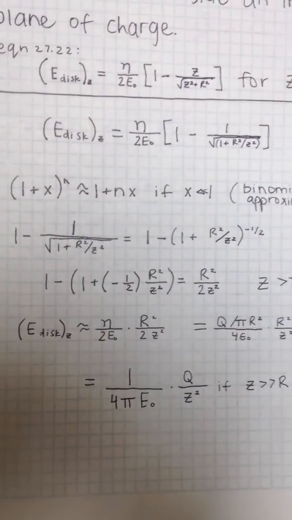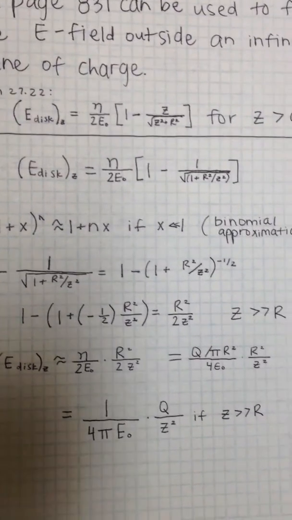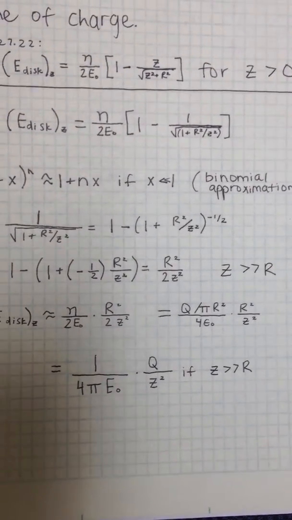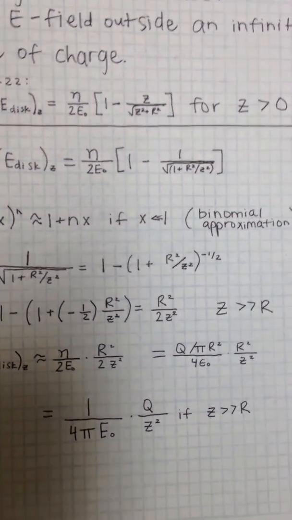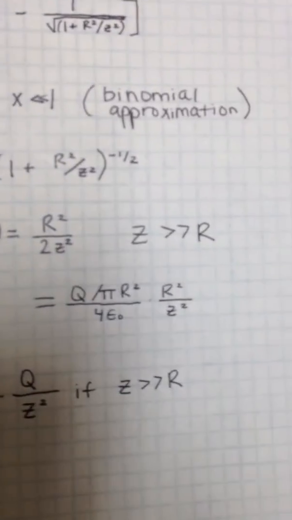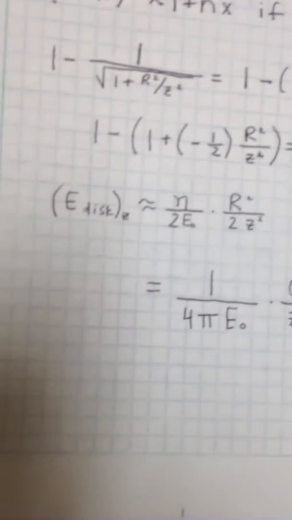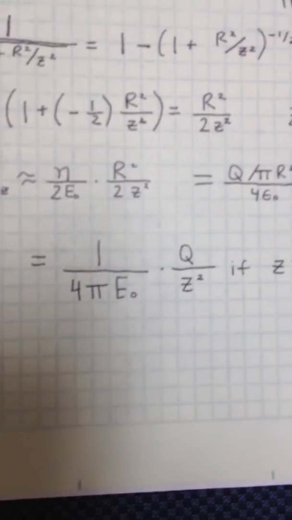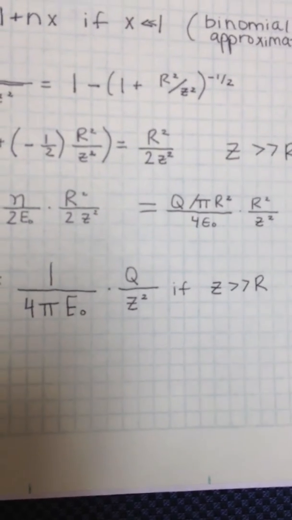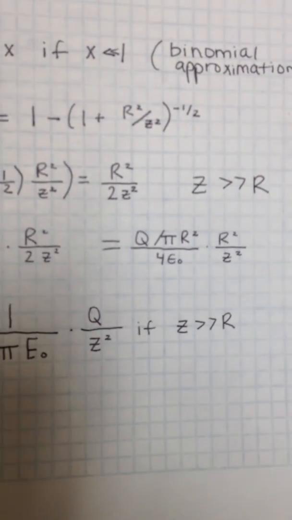So that's a good approximation when z is greater than r. If we substitute this approximation into the first equation, we find that the electric field of the disk for z greater than r is about surface charge density eta over 2 epsilon naught times r squared over 2z squared, which equals q over pi r squared over 4 epsilon naught multiplied by r squared over z squared, which equals 1 over 4 pi epsilon naught times q over z squared if z is greater than r, which proves that we can use the disk equation to find the electric field outside an infinite plane of charge.